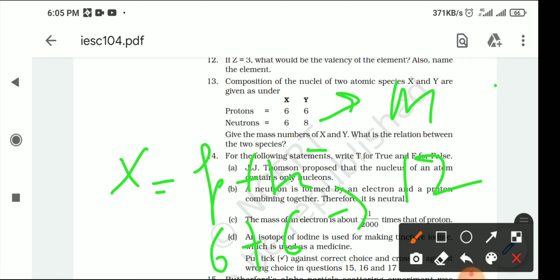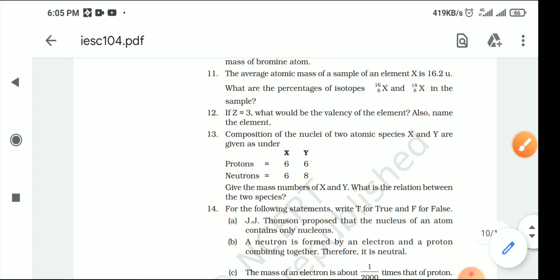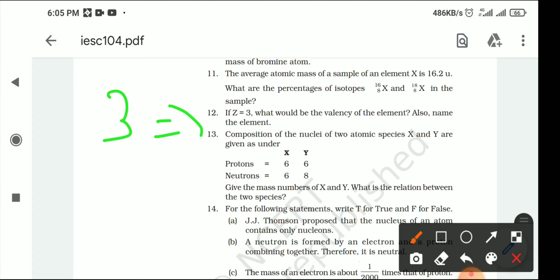Questions 16 and 13, you will do today. Similarly, question number 12: if Z equals 3, what would be the valency of the element? That is, if the atomic number is 3, what will be the electronic configuration? It will be 2, 1. Now what will be the valency? It is 1. Simple. Okay.